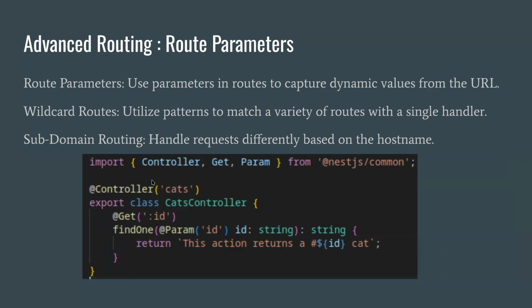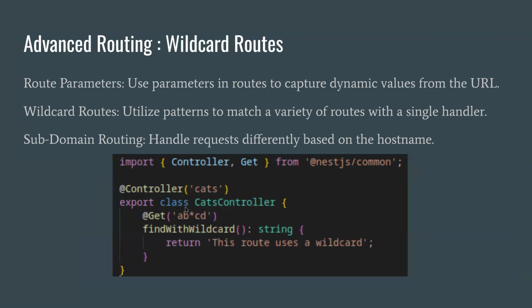This first example you see is using a route parameter. You can see that we are using the ID parameter. The next slide uses wildcard routes. As we said, wildcard routes allow you to handle multiple routes using a single handler. You can see there is ab*cd, so any route that matches this pattern will be served with this.